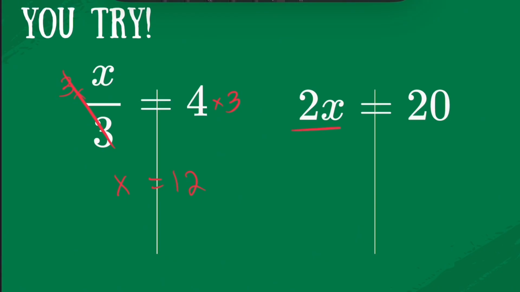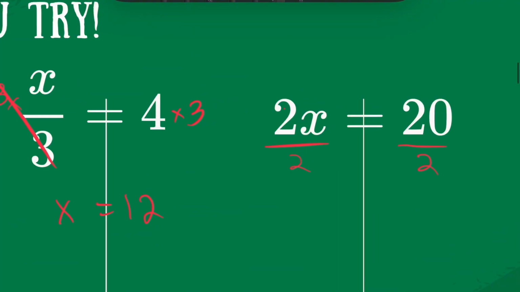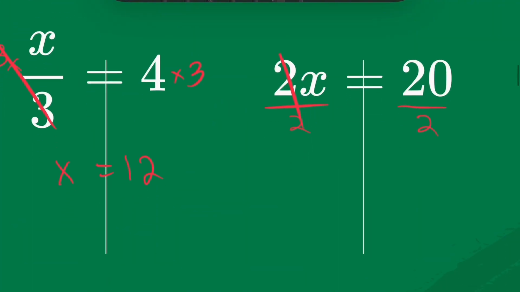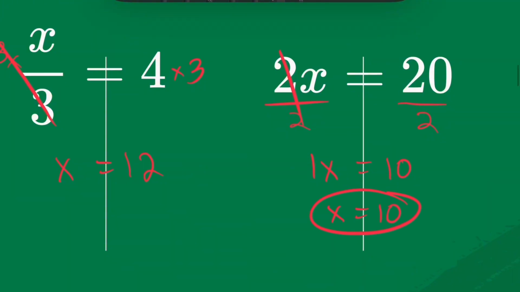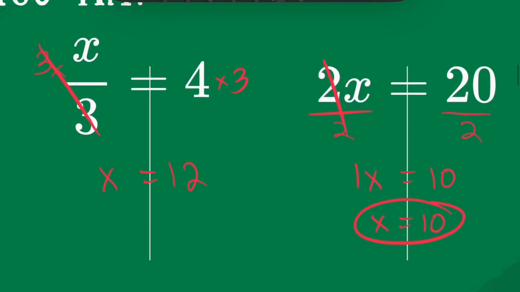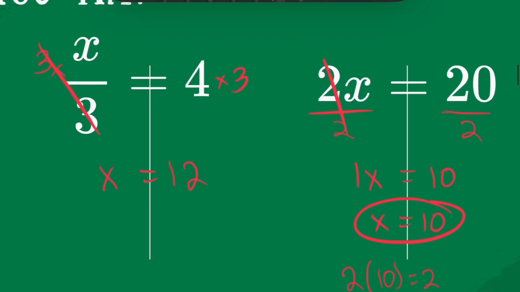For the second problem, 2 and x are being multiplied, and the inverse of that is to divide. I'm going to divide both sides by 2. 2 divided by 2 is the same thing as 1, so I get left with 1x. 20 divided by 2 is 10. 1 times x is just x, and I get left with x is equal to 10. And let's check. 2 times 10 is in fact equal to 20. And that's it.